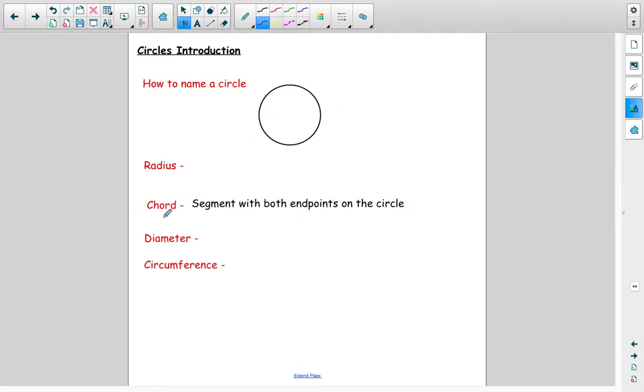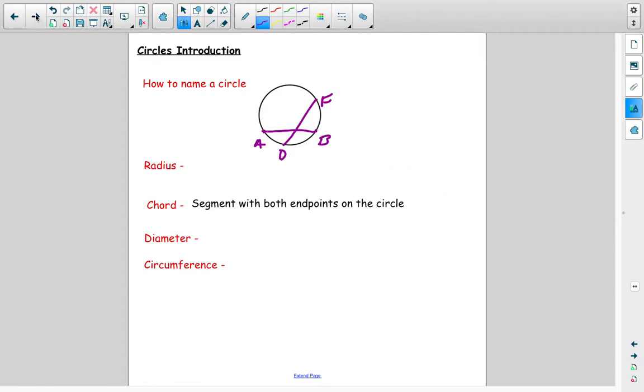A chord. This word is chord. Don't say chord. This word is chord. A segment with both ends on the circle. So any segment that connects two points that are on the circle is called a chord. So you can draw a picture. AB is a chord. Or maybe you got one over here. And DF is a chord. Okay, so copy that picture somewhere near the word chord, something like that.